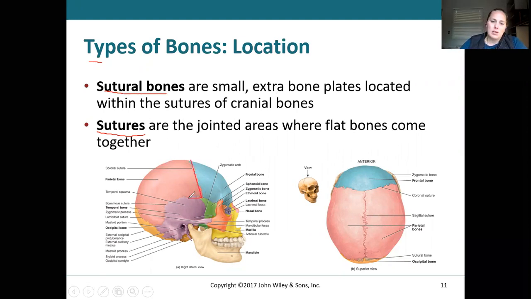And you can see here the suture lines are along this red line that I'm drawing here, and you're bringing together different flat bones to form almost what looks like one continuous structure of the skull. But within each one of these flat bones is each its own bone, and we'll see that you have a parietal bone, a temporal bone, an occipital bone.